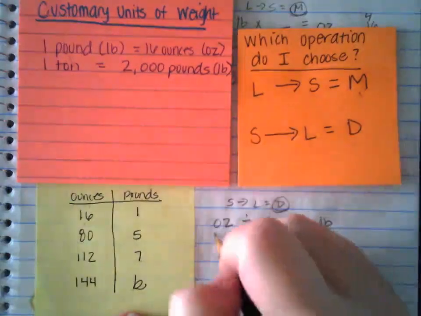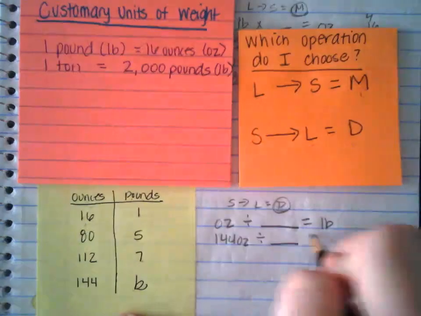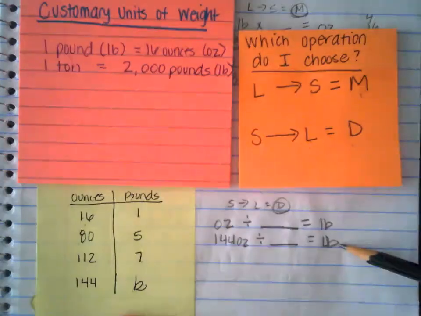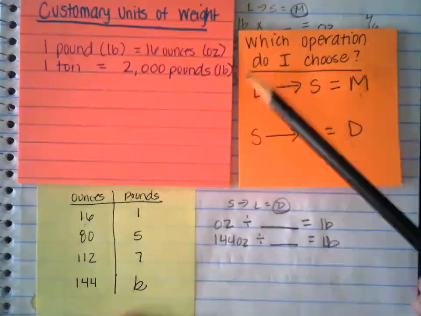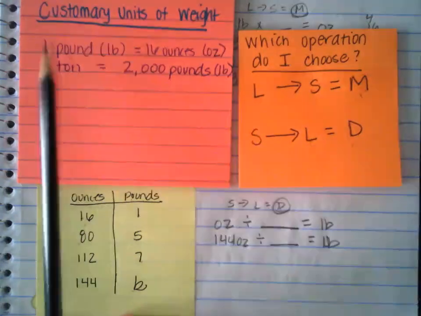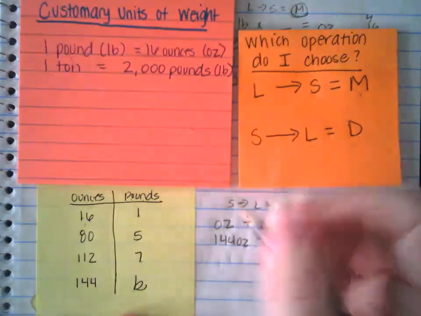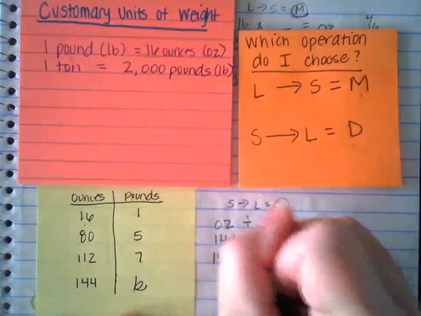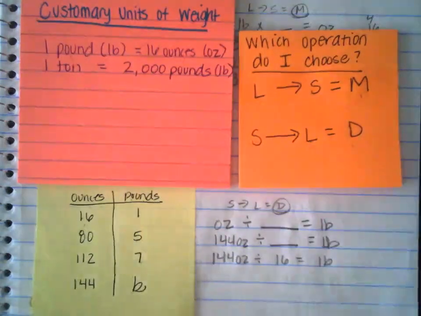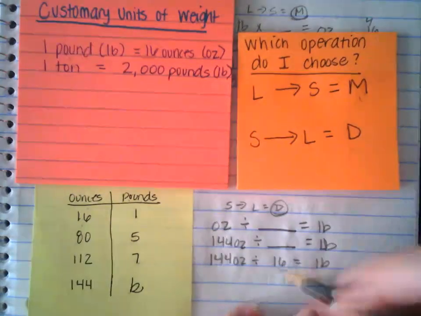Okay? So we have our 144 ounces. We already know our operation. We don't know what we're going to divide by yet, but this will give us our pounds. So if we go to our conversion chart or our little cheat sheet, what is the relationship between pounds and ounces? We know that 1 pound is equivalent to 16 ounces. Well, that's what we're going to divide by. So we have 144 ounces divided by 16, and that's going to give us our pounds. So I'm going to come over here because there is no way I am doing that in my head.